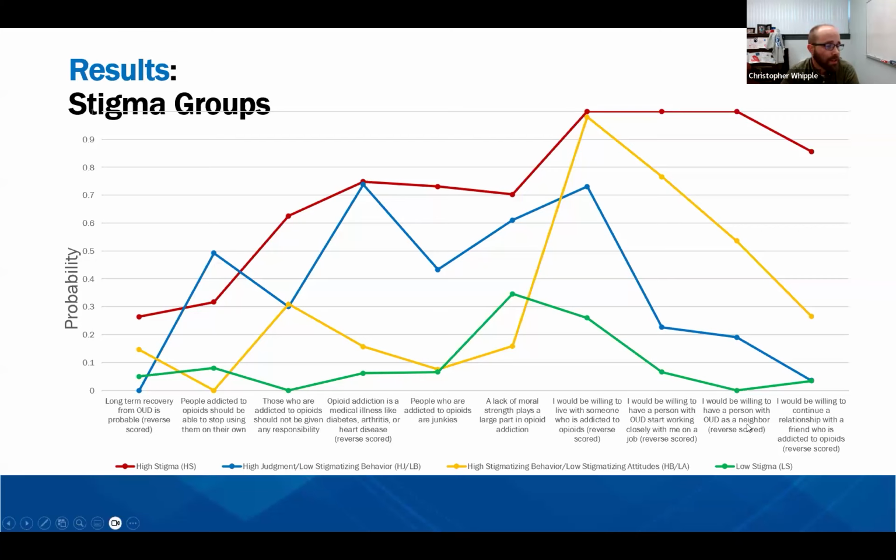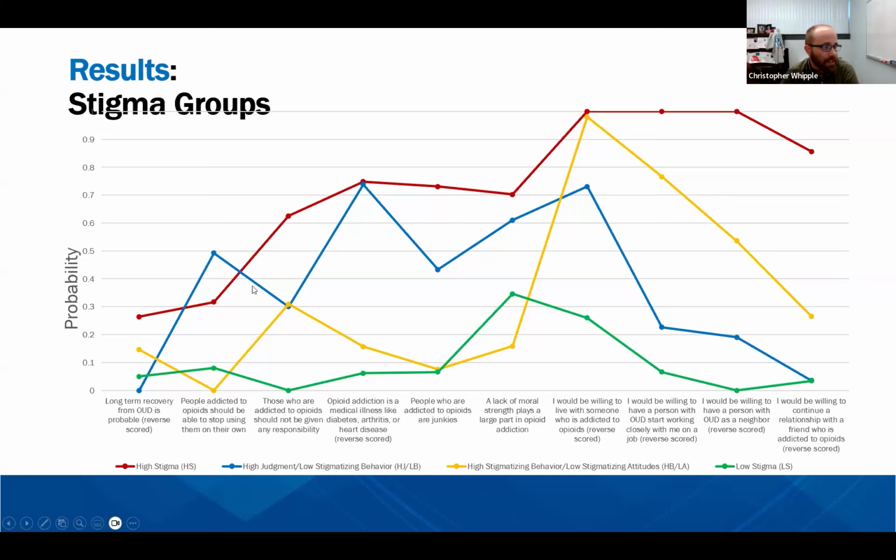And then you see the items across the bottom. This big red line here represents a group that showed high levels of stigma on most of the items. They had higher than average levels of stigma for attitudes and beliefs. And for the behavioral questions, they were very unwilling to engage in those relationships with people with OUD or people who were in recovery. So we call this red line our high stigma group.